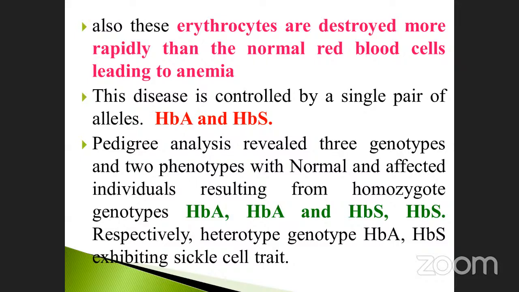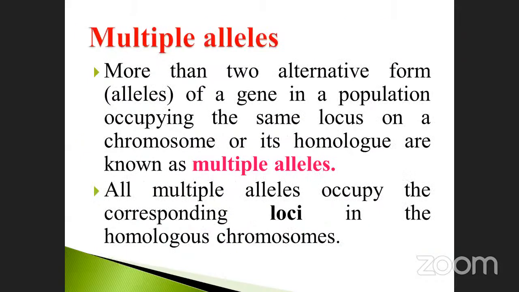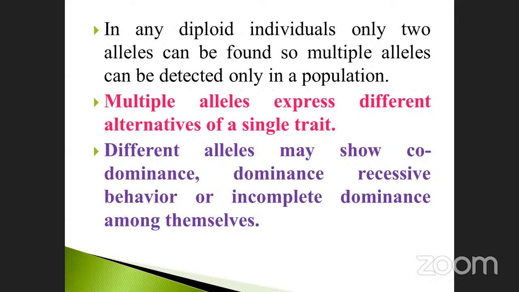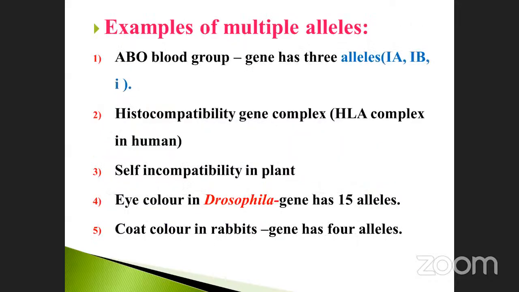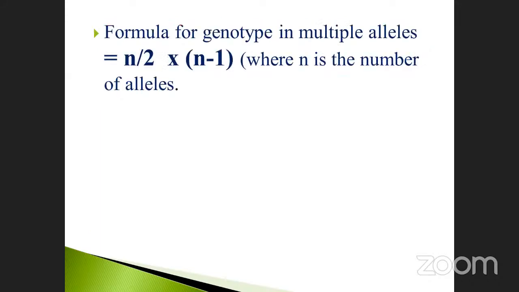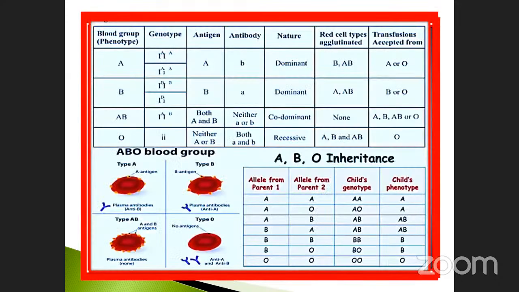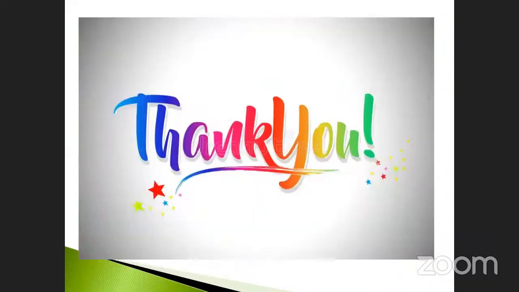Don't forget, my dear. The multiple allele concept we already discussed. Each one has a specific example: ABO blood group and histocompatibility, self-incompatibility in plants, eye colors in Drosophila. Then a gene with 15 alleles. Here 4 alleles are also present. The coat color we already discussed. That's all about today's class.